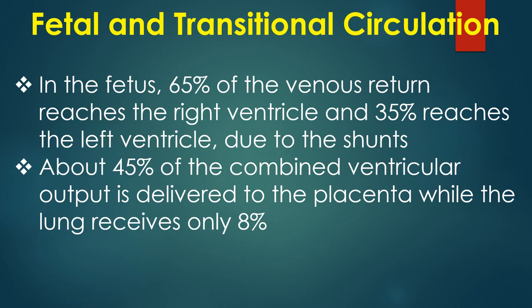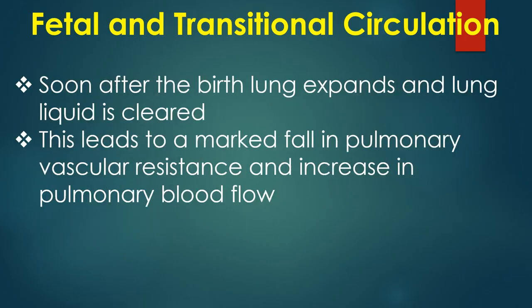In the fetus, 65% of venous return reaches the right ventricle and 35% reaches the left ventricle due to the shunts. About 45% of the combined ventricular output is delivered to the placenta while the lung receives only 8%. Soon after birth, lung expands and lung liquid is cleared. This leads to a marked fall in pulmonary vascular resistance and increase in pulmonary blood flow.